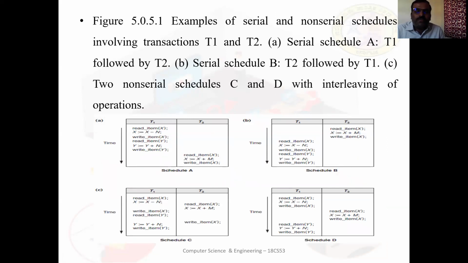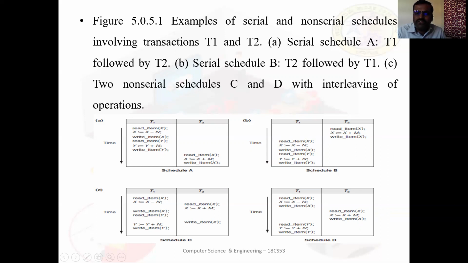These are examples of serial and non-serial schedules. Here there are two transactions, T1 and T2. Schedule A is serial because first T1 completes, and T2 starts execution only after the completion of execution of T1. So it is a serial schedule.